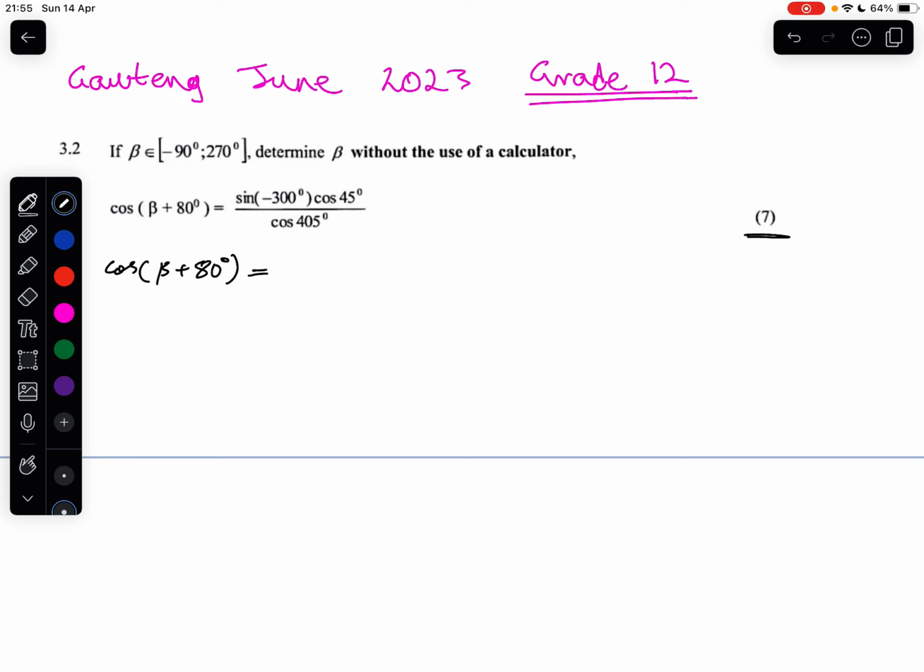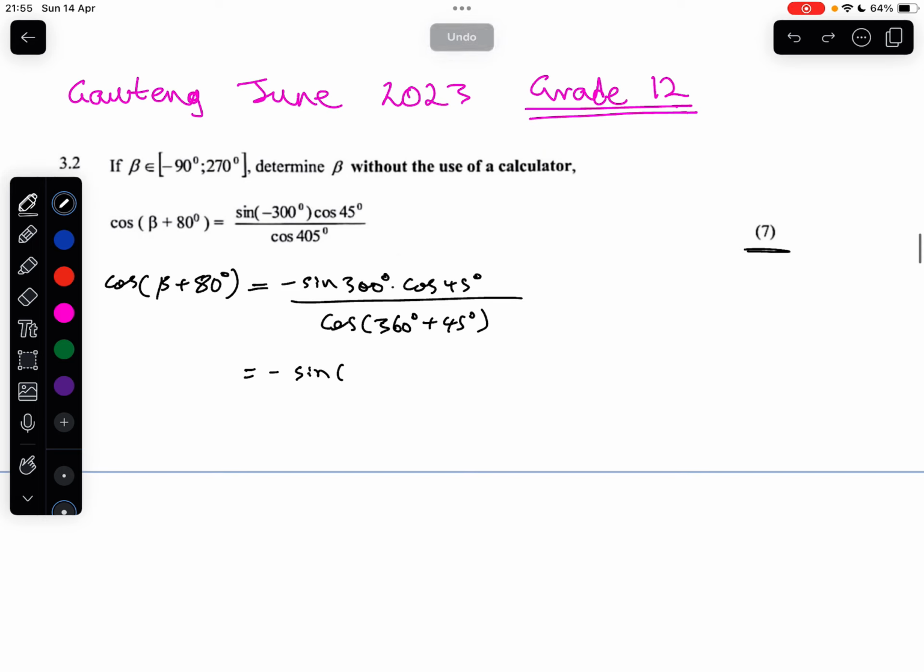acute angles. So sine negative 300 degrees, that's a negative angle which is in the fourth quadrant, and according to the reduction formulas, that's going to be negative sine 300 degrees times cos 45. It's already acute, leave it as it is. This one is a number greater than 360, so we write it as 360 plus 45 here, and then we continue negative sine. This one we rewrite as 360 degrees minus 60 degrees, which would give us this 300 degrees times cos 45, leave it as it is.